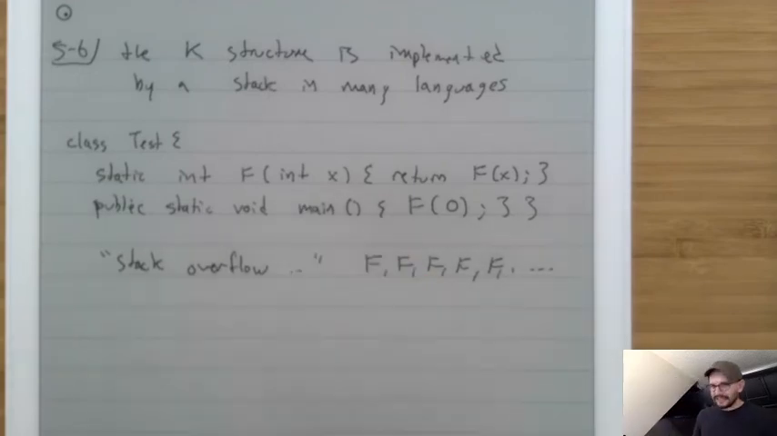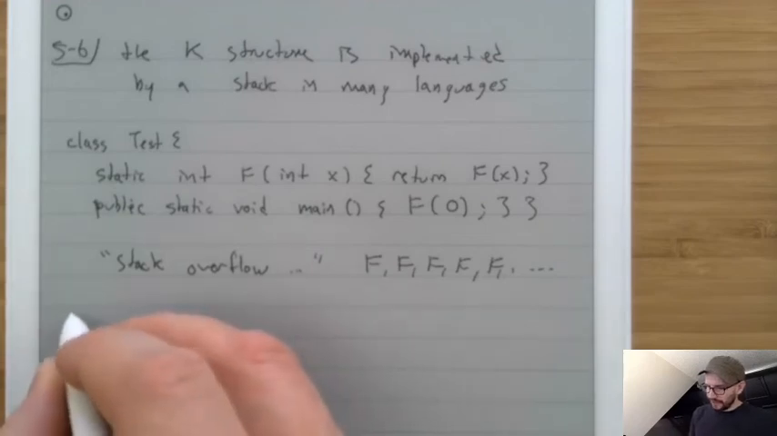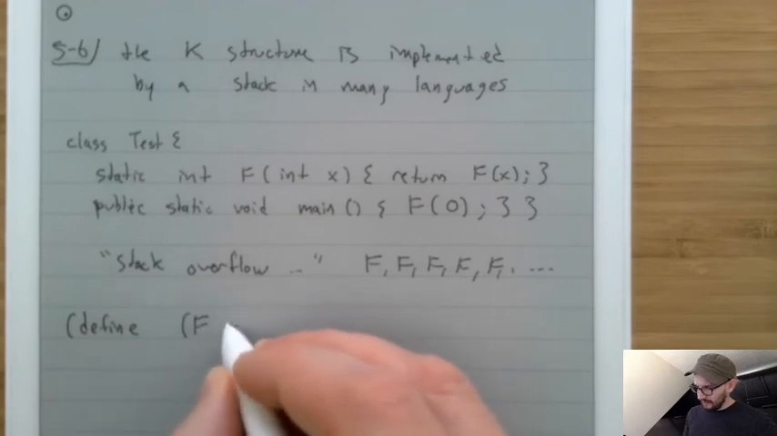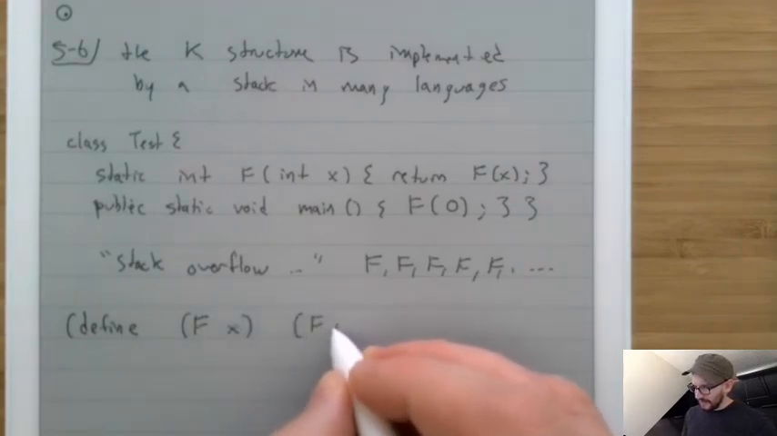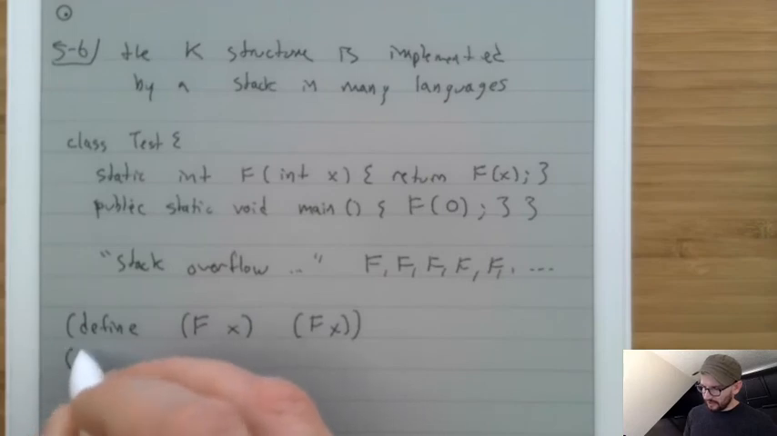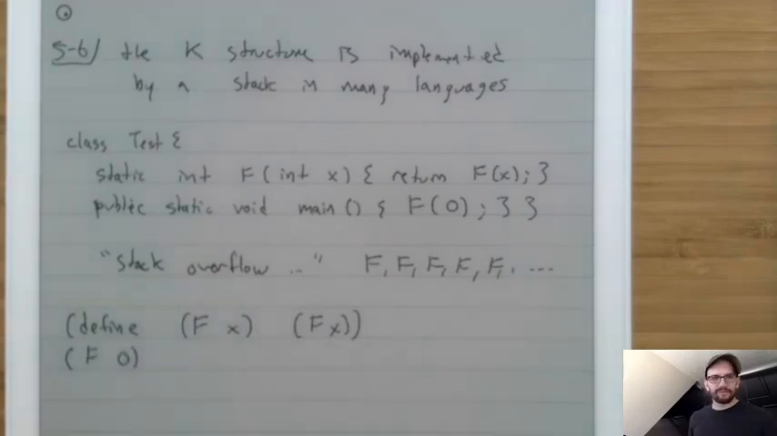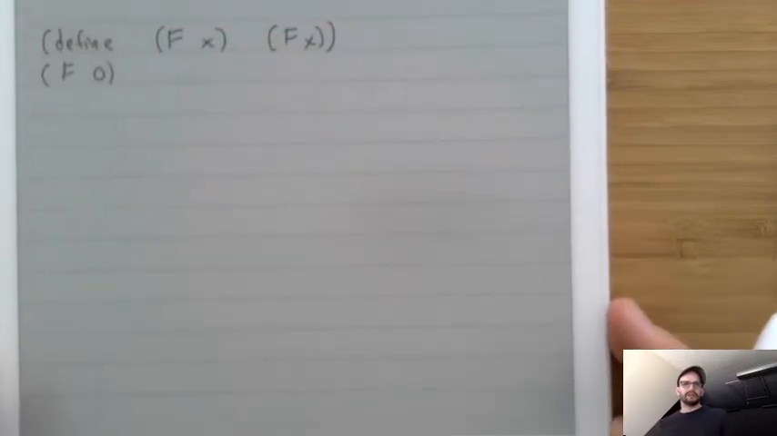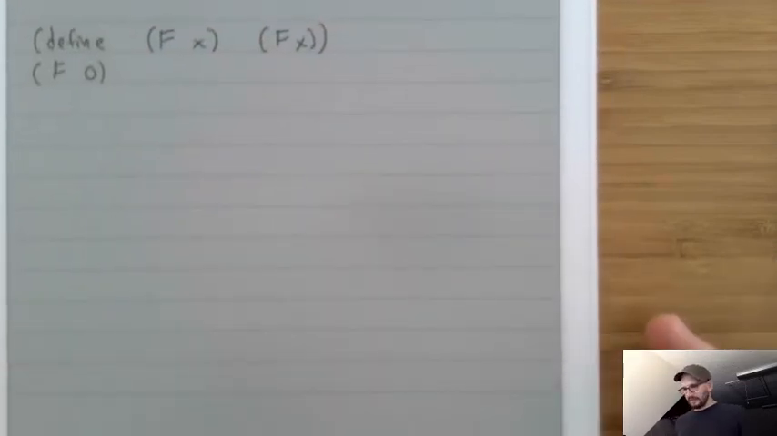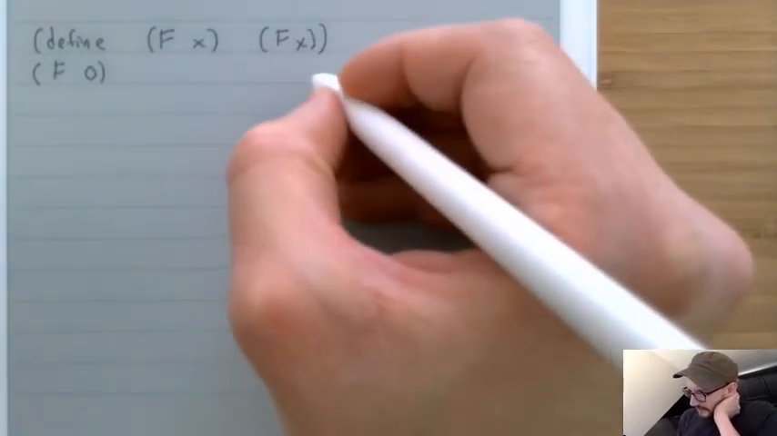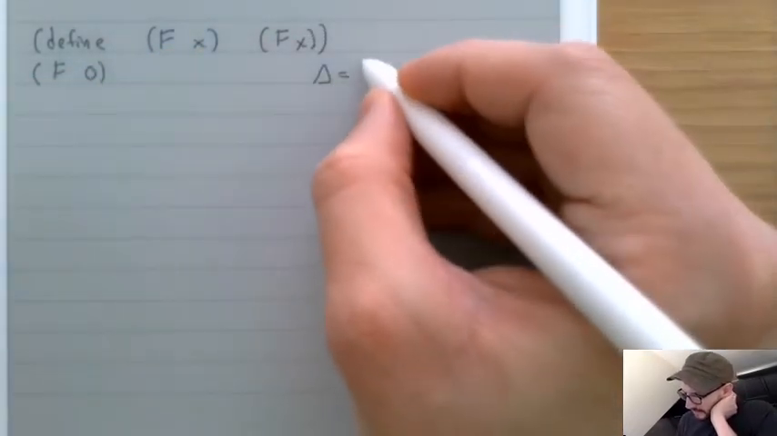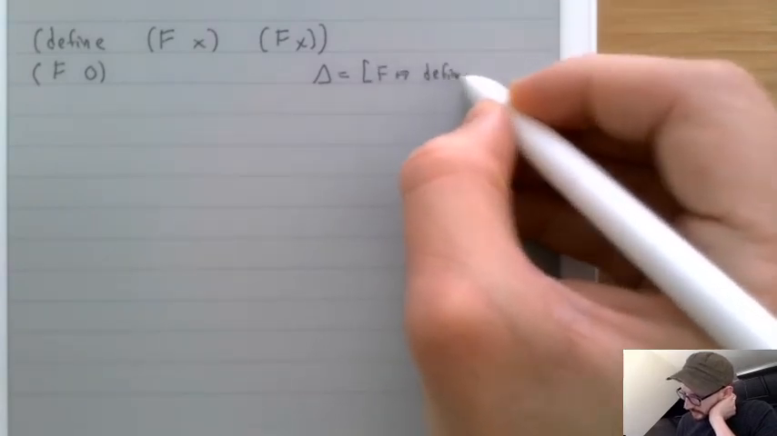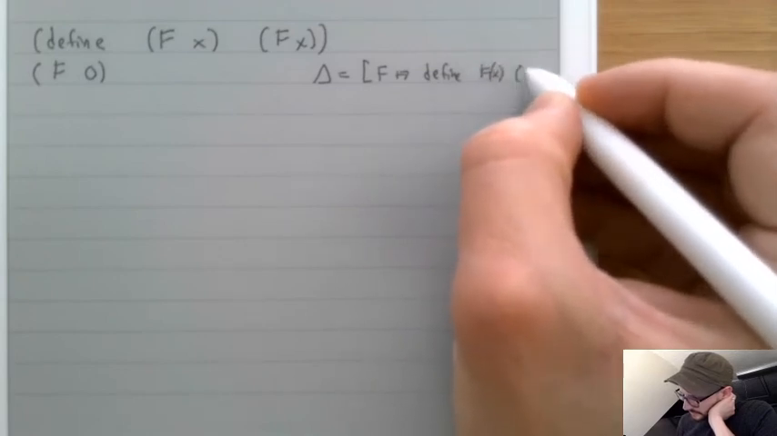Now, let's look at this exact same program in our language. We would write it like this. We would write define f of x, f of x. And then we would call it with f of 0. So let's see what happens in our language when we try to run this program. Well, what would delta be? Delta would be a mapping that said that f goes to define f of x, f x.